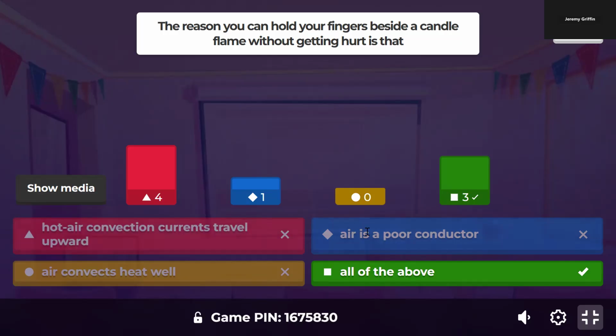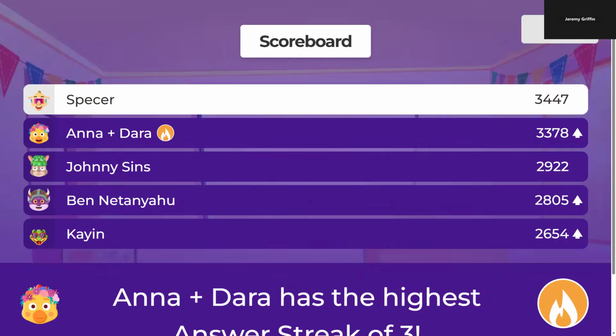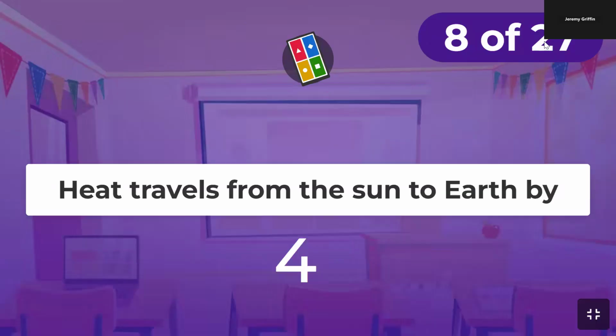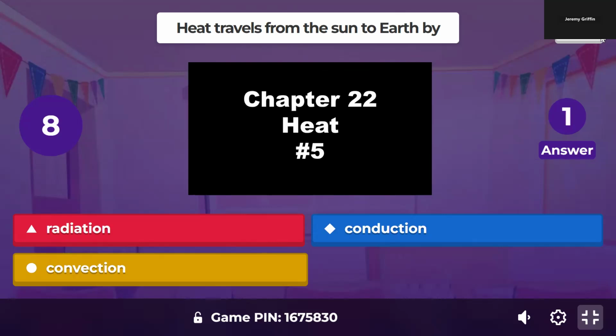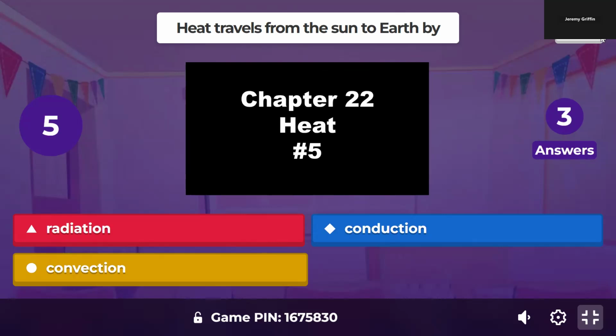Air is a poor conductor. If you hold your hand to the side of the flame, that convects the heat well, right? Because what if you have a candle flame and you put your hand above the flame? Could that burn you much worse? Yeah, because now that heat's going straight towards your hand. But beside, it's not as bad. Maybe you feel some thermal radiation. Heat travels from the sun to Earth. How does heat get from the sun to Earth?